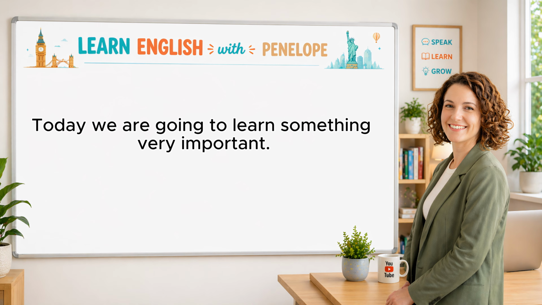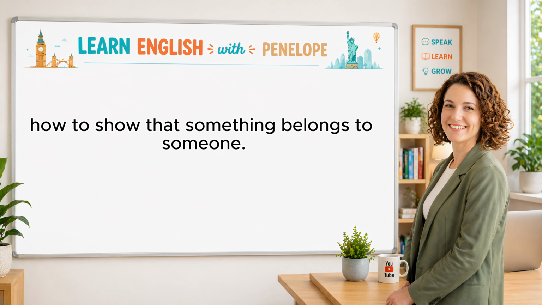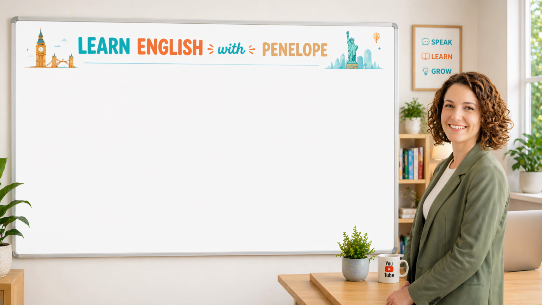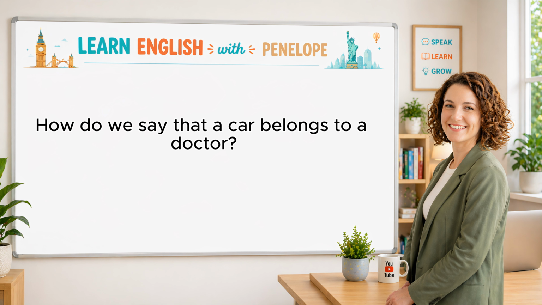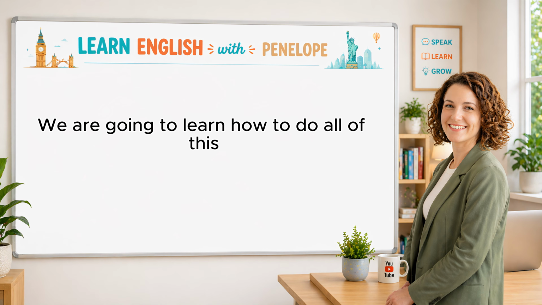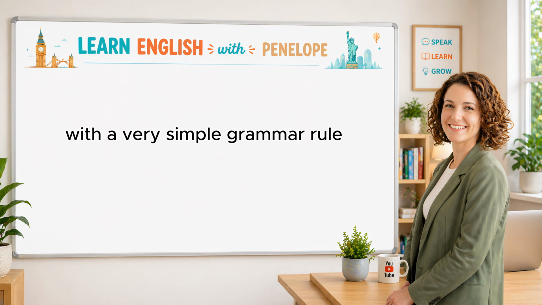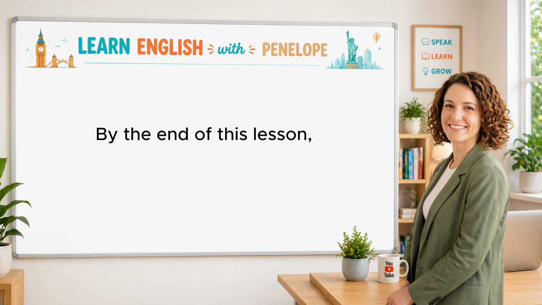Today, we are going to learn something very important. We are going to learn how to show that something belongs to someone. For example, how do we say that a book belongs to Sarah? How do we say that a car belongs to a doctor? How do we talk about the tail of a dog or the name of a teacher? We are going to learn how to do all of this with a very simple grammar rule called possessive nouns, with apostrophe S, written like this, apostrophe S.